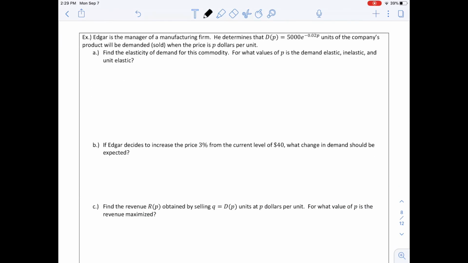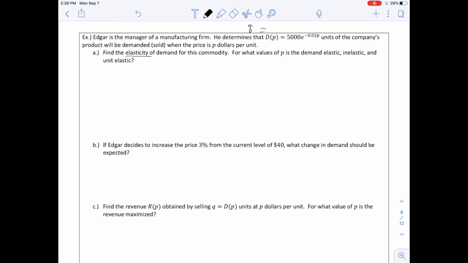The next example that we have on the next page says Edgar is the manager of a manufacturing firm. He determines that D of p is equal to 5,000 e to the negative 0.02p units of the company's product will be demanded or sold when the price is p dollars per unit. So D of p, another way to think of this, is our function of q, our demand function. Part A says to find the elasticity of demand for this commodity. For what values of p is the demand elastic, inelastic, or unit elastic?